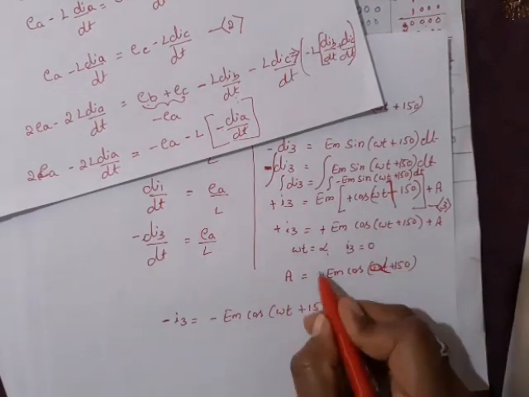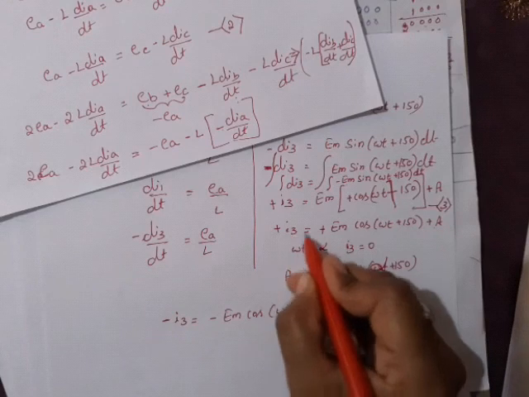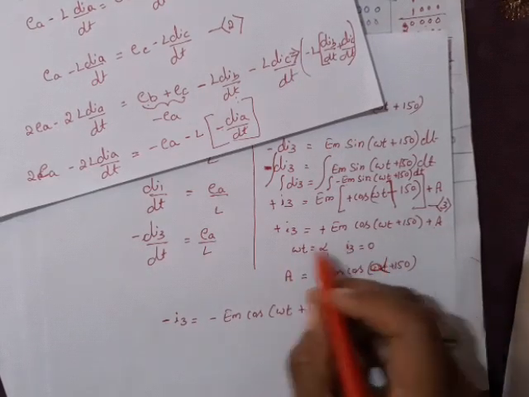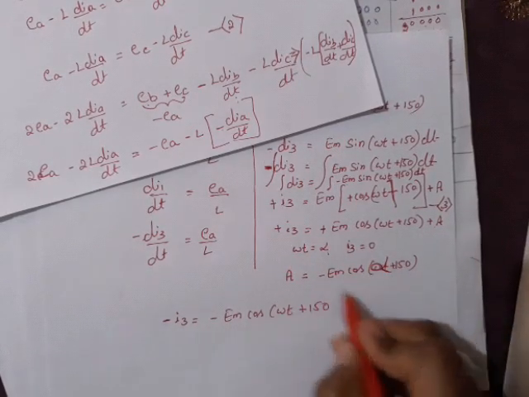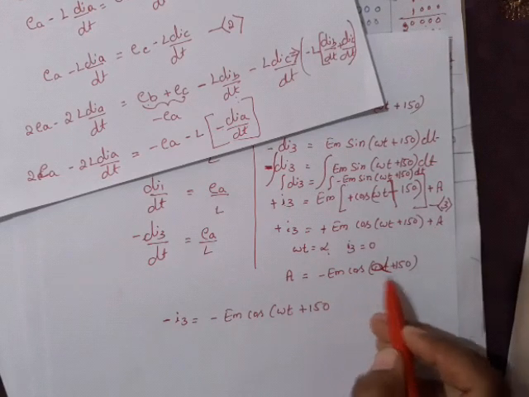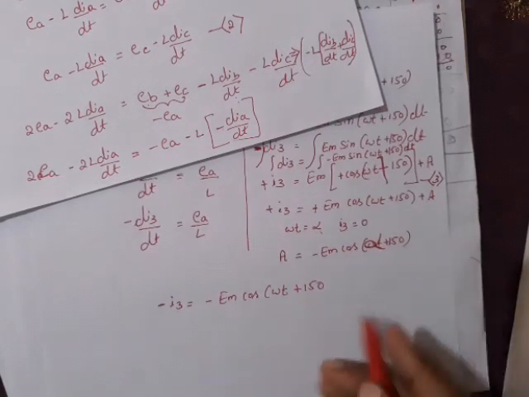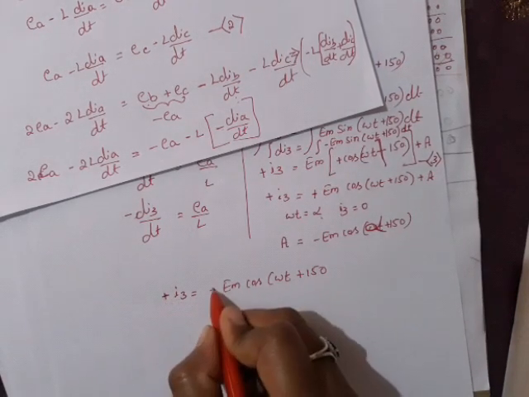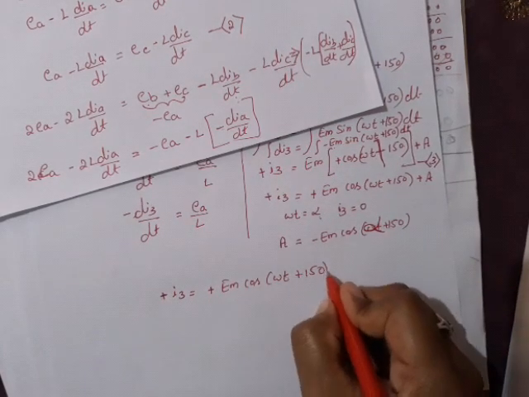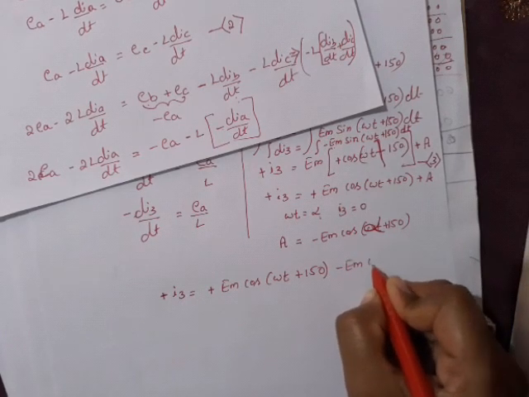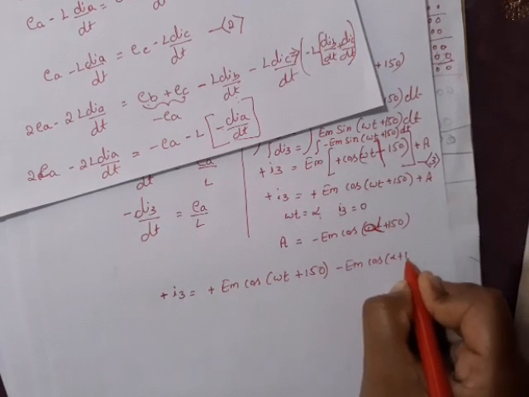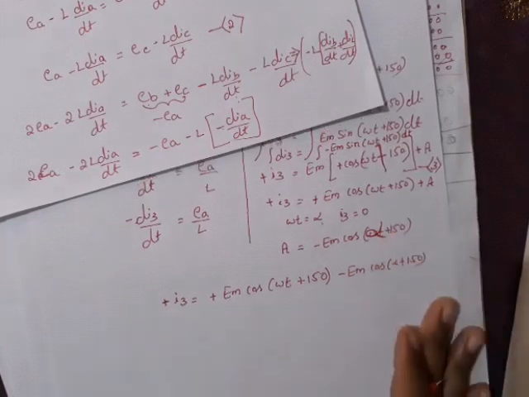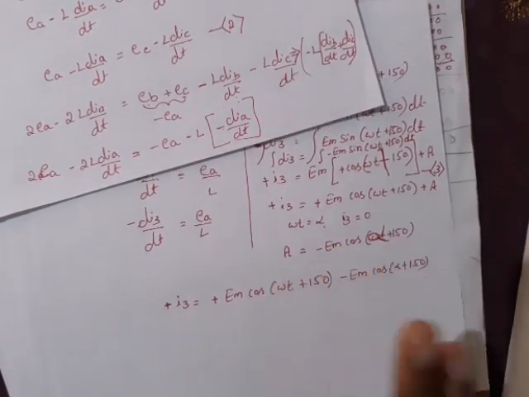So if omega t is equal to alpha, I3 is equal to 0. Yeah, this is correct. So this will become minus Em cos omega t plus 150. Even if you do it like that, you will get the answer, no problem. Minus Em cos alpha plus 150. So there is a small mistake that happened, please don't mind. Hope you have understood now.